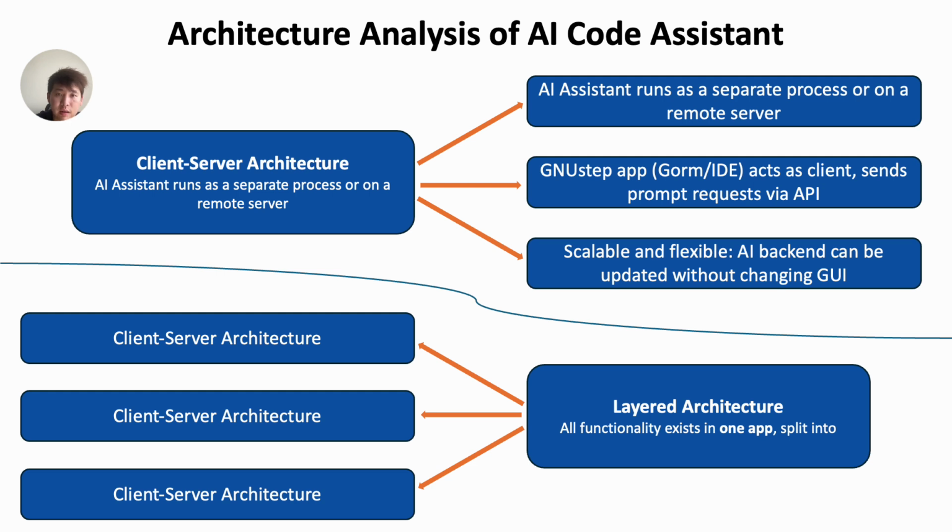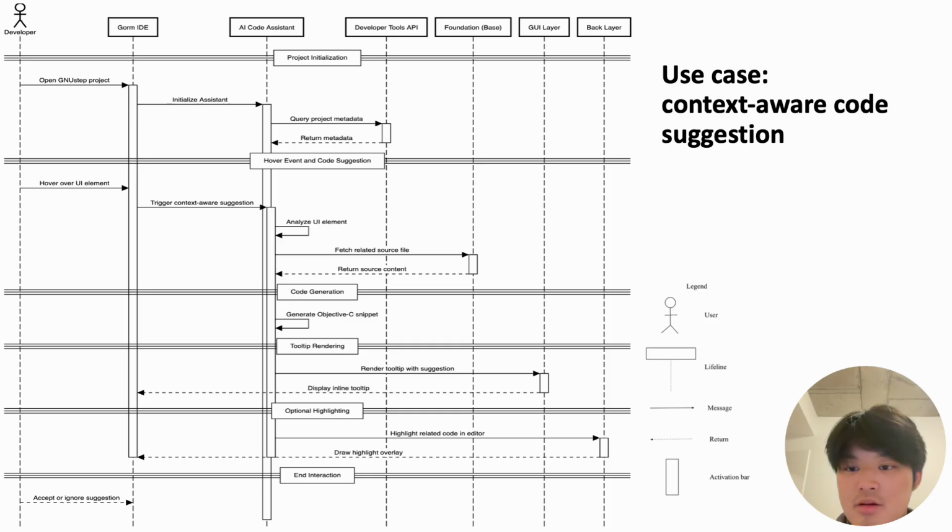In contrast, the layered model keeps everything within one application, with a clear separation between the UI, AI logic, and data. This makes the system easier to maintain locally. Both styles are viable, but the choice depends on whether we prioritize scalability or simplicity.